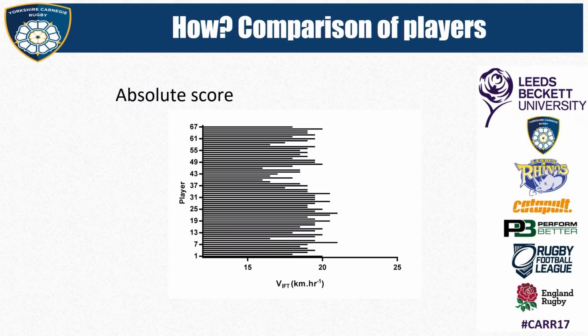So currently, most people in practice just look at absolute scores. So the graph on here is velocity of the 30-15 intermittent fitness test. So that's an aerobic conditioning test. And then the players on the left-hand side. So traditionally, the guys in green, they run the furthest or the fastest, therefore they're the best. The guys in red are the slowest, so they're the worst. It sort of makes sense.